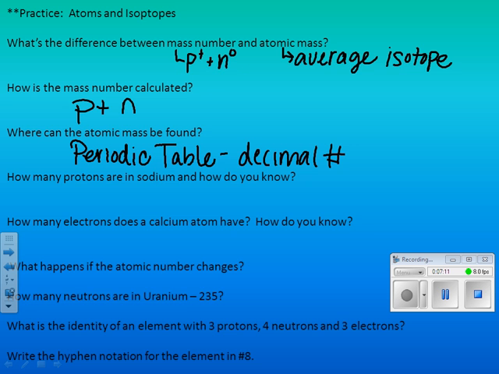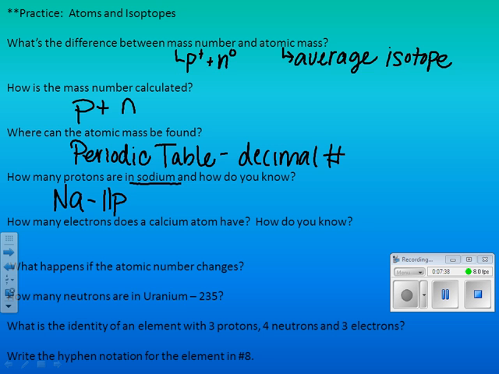Okay, how many protons are in sodium, and how do you know? Okay, well, we know in sodium, which is Na, we just have to find it on the periodic table. Okay, so when you find it on the periodic table, the atomic number or proton number of sodium is always going to be the same. Okay, it's always 11 protons. Okay, how do we know? Well, that's what it tells us from the periodic table.